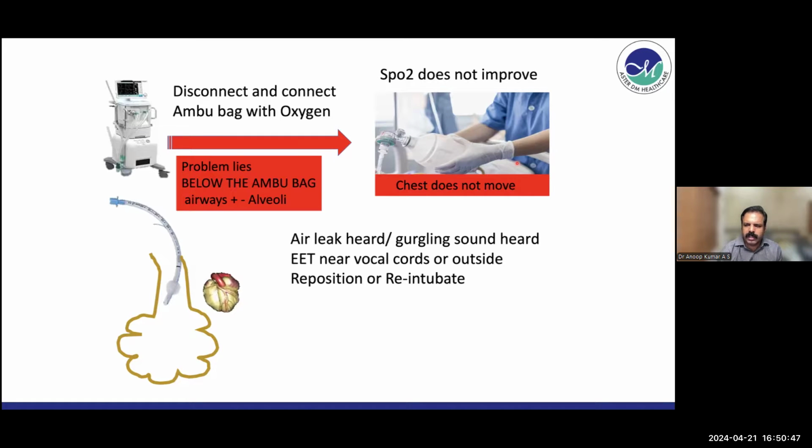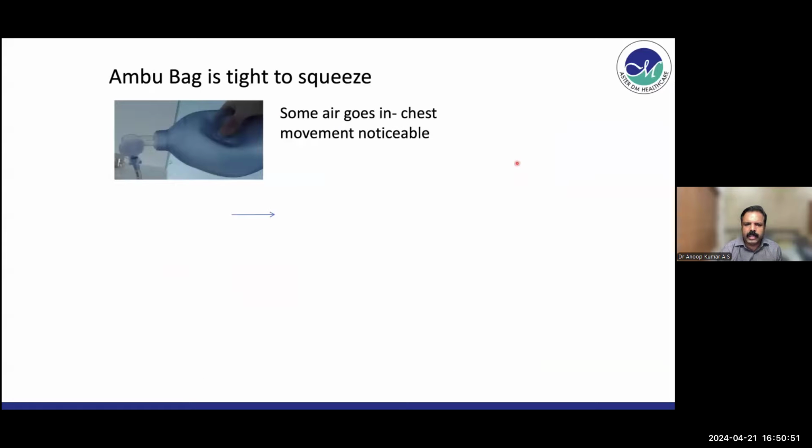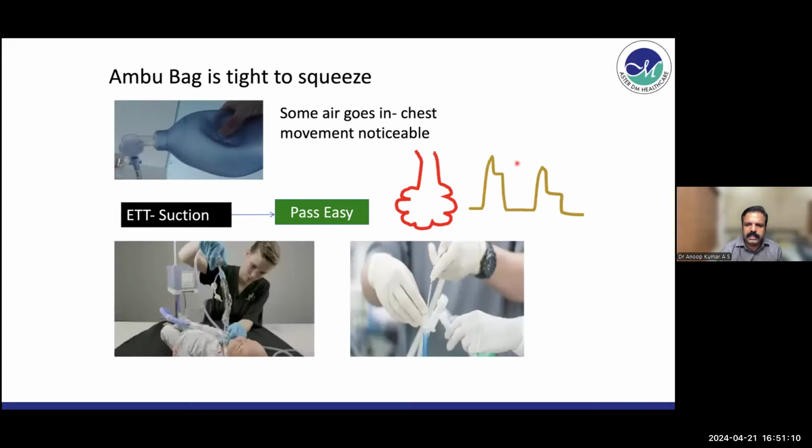You should not wait until the patient develops hypoxia, and your EtCO2 will help in that aspect as well. If after connecting to the ambu bag, you feel that the ambu bag is not too tight, some air goes in the chest, it is producing a noticeable movement, and ET tube suction, you are able to pass it easily, then the problem may be below that. It may be a problem with the alveoli.